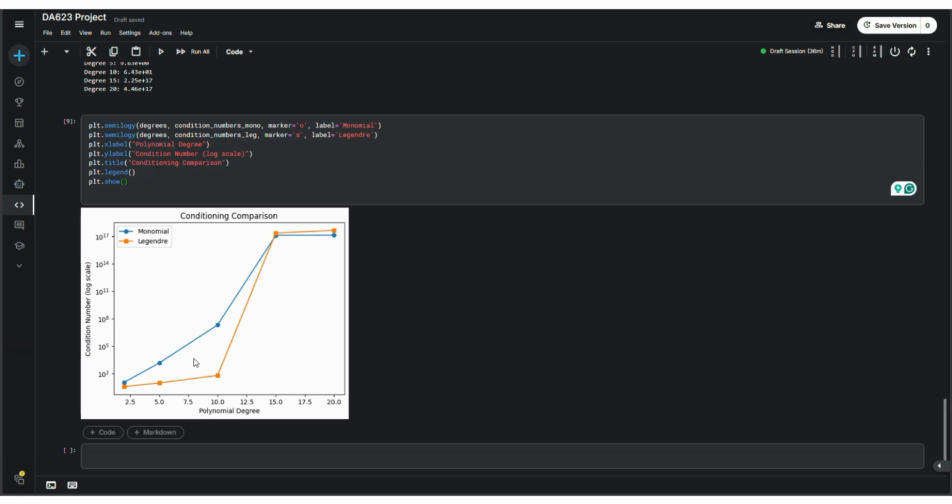So in short, this highlights the importance of numerical conditioning in signal modeling and computational mathematics.